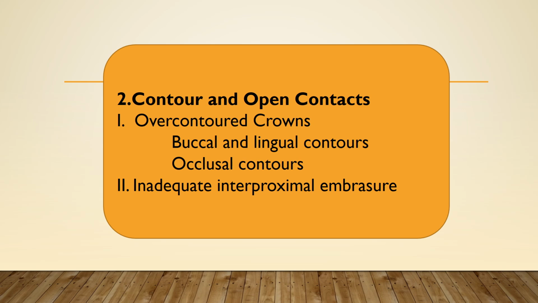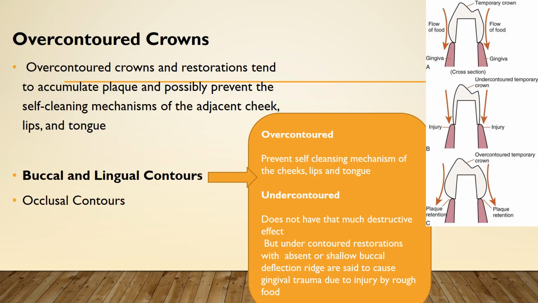Coming to the next point, that is contour and embrasures. Under this we have over contoured crowns, which can be buccal or lingual, and then occlusal contours. The second point is inadequate interproximal embrasures. Coming to the first point, over contoured crowns. What do we mean by over contoured crowns? You can see in this picture the over contoured crowns.